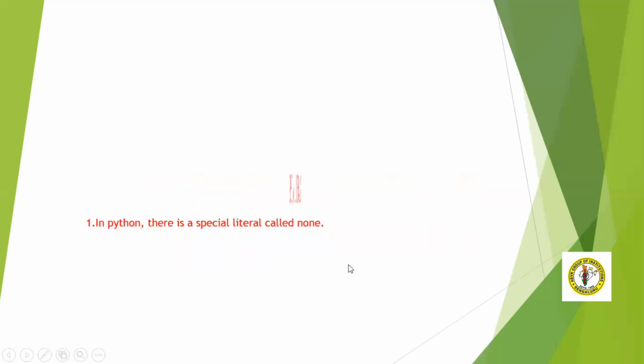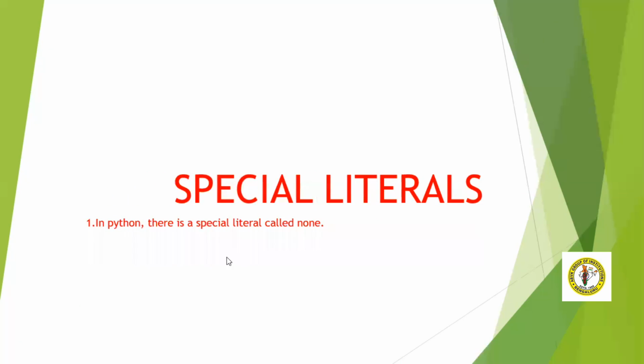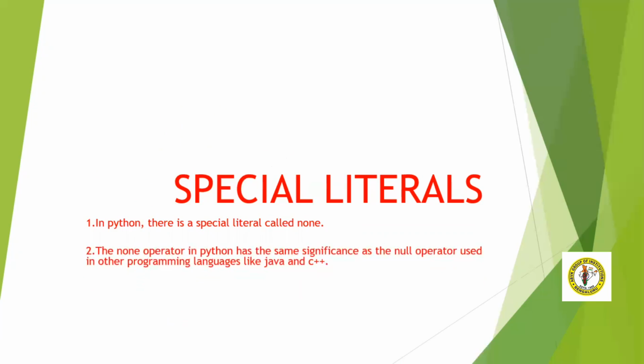Next we will see a special literal called None. None is similar to null in C++ and Java programming languages. In Python, the name of the operator is None. The None operator in Python has the same significance as the null operator used in other programming languages like Java and C++. Remember one thing, None does not mean zero. None means when I have declared a variable and I don't want to assign any value to that variable. In that case, I will give the value as None.